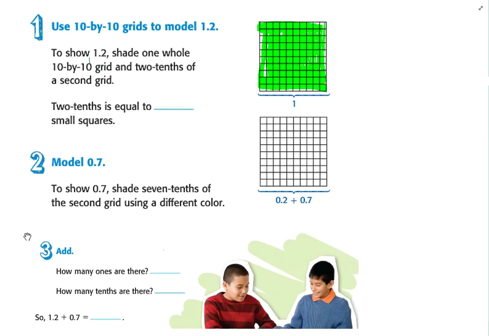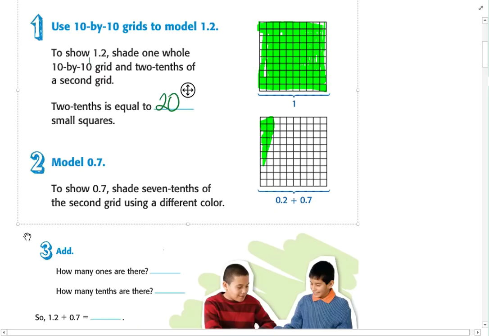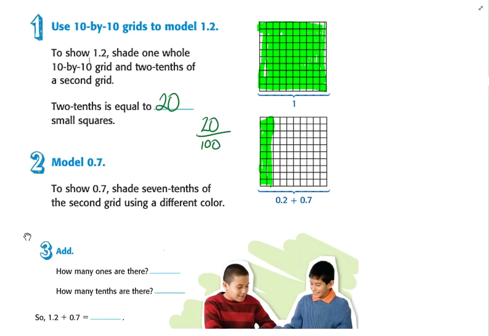And then I'm going to shade in 2 tenths. Well, 2 tenths is equal to 20 small squares. So I need to shade in 2 tenths on the next one. There we go. 2 tenths on the next one. Because 2 tenths is 20 out of 100. And if I were to cancel out those last two zeros, powers of 10, I can cancel them out. I'm left with 2 tenths, 2 over 10.